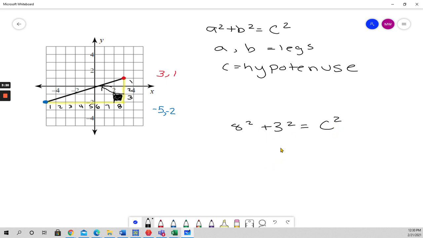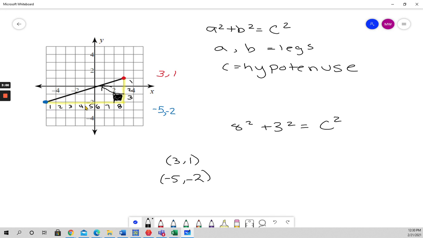Okay. Now, we're not always going to have a graph. Sometimes we're just going to have the coordinate points, and they're going to be listed as (3, 1) and (-5, -2). And you're going to be asked to find the distance between these 2 points. Well, what do you notice?